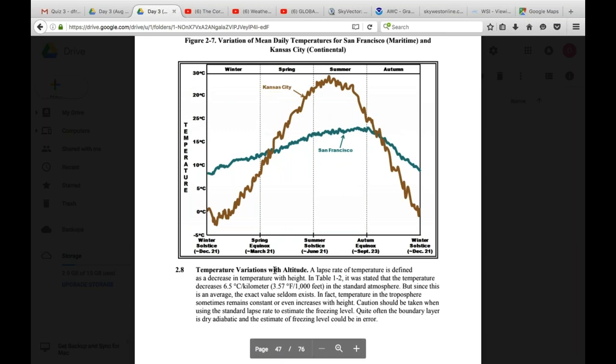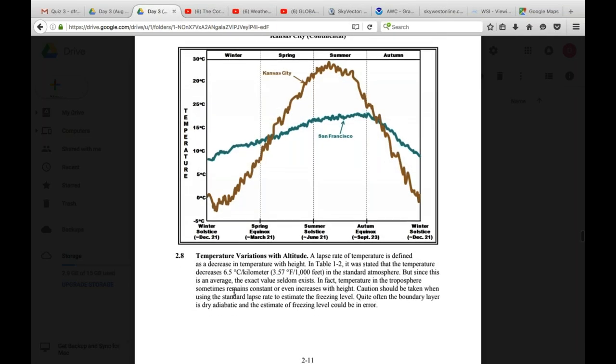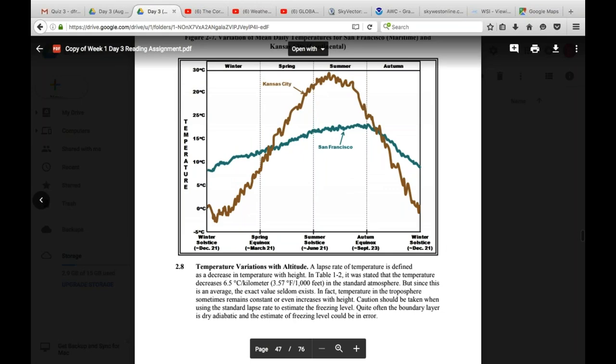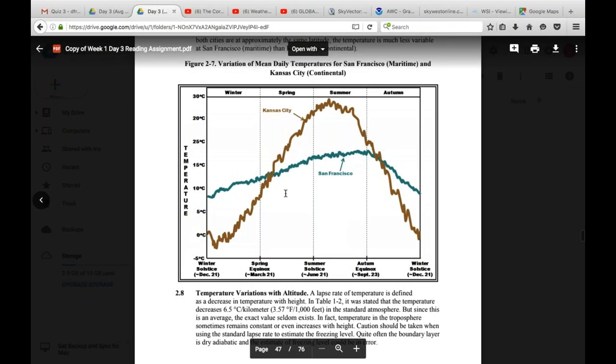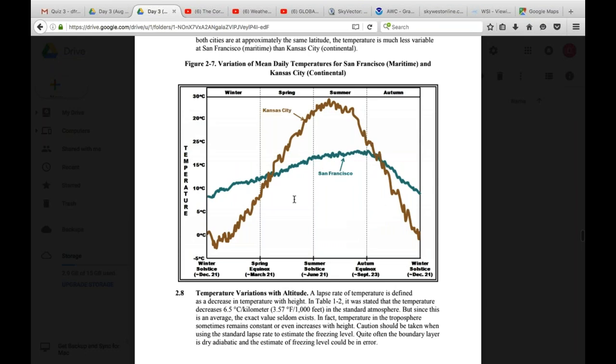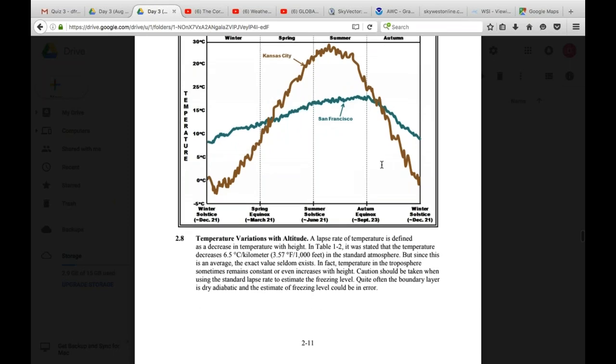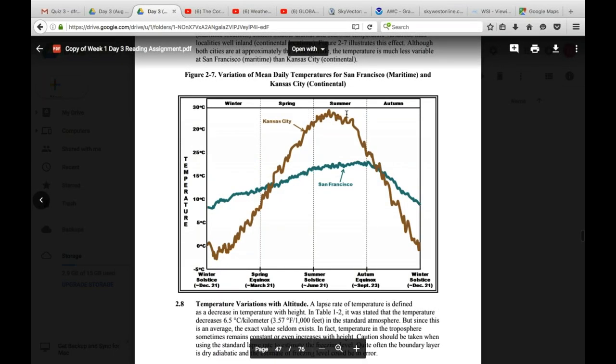Temperature variations with altitude. A lapse rate of temperature is defined as the decrease in temperature with height. As it is stated, the temperature decreases 6.5 degrees Celsius in the standard atmosphere. So this is basically just showing that over the different seasons, places can heat up more than others. I didn't realize how hot Kansas City gets.